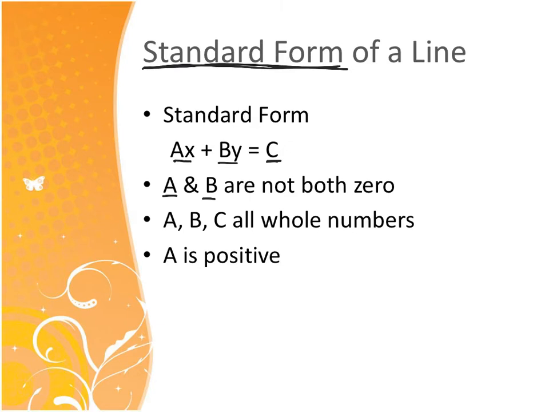So let's say I had a situation like this, where I've got negative 2x plus 3y equals 7. Is that in standard form? X and y are on the left. A and B are not both 0. A, B, and C are all whole numbers: negative 2, 3, and 7. A is positive? No. So it's not that it can't be written in standard form. It means I need to do something to put it in standard form. What could I do?